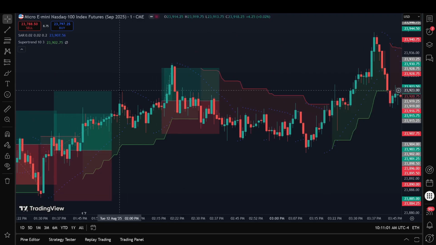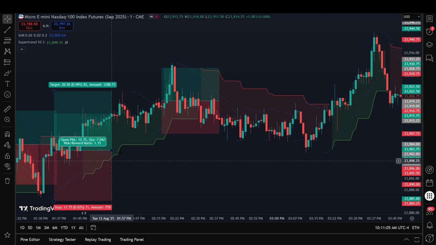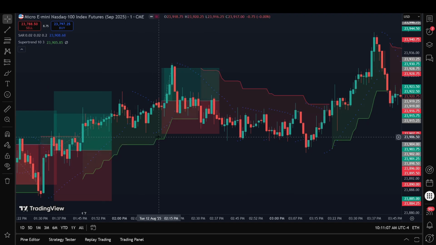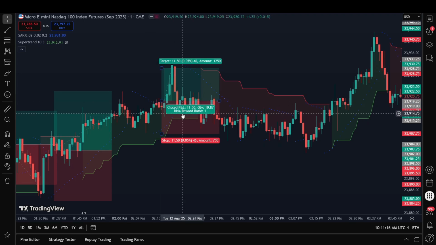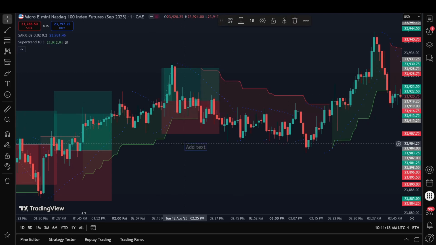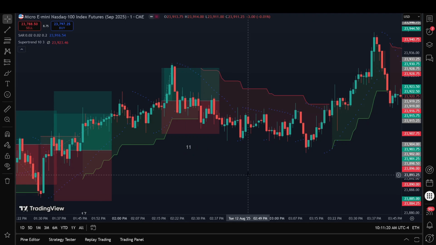Here's another ABC move, 1, 2, 3. Super trend stays the same. Your entry is here after this blue dot, and above this candle right here, and it's another 1-to-1, 11 points. At this point, you can probably call it a day.